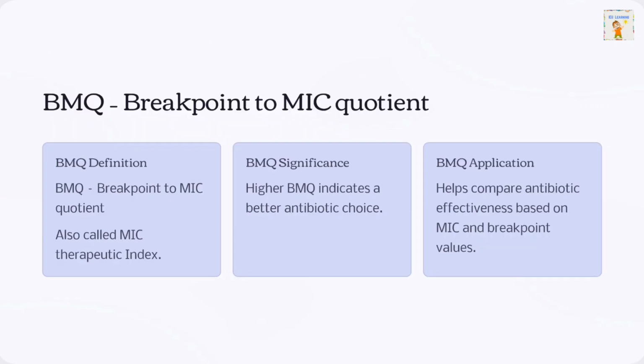For this, we need to know the BMQ, the breakpoint to MIC quotient. This is a ratio of breakpoint to MIC level. This is also called the MIC therapeutic index. A higher number indicates a better choice of antibiotic. And this helps compare antibiotic effectiveness based on the MIC and breakpoint values. So this is useful information.